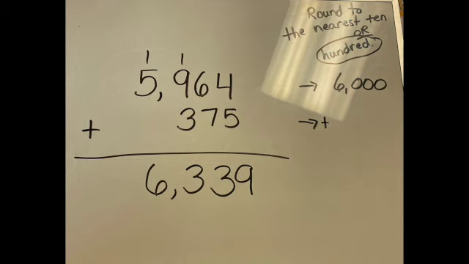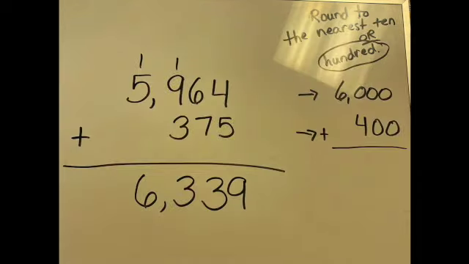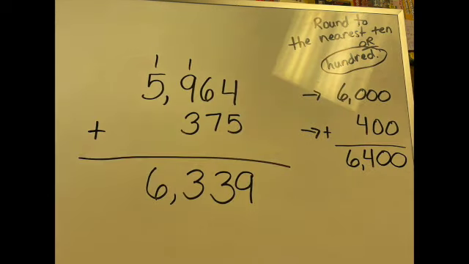When I look at the number 375, again, we are going to look at the tens place when I round to the nearest 100. Tens place is a 7. Is that 5 or higher? Yes, it is. So I'm going to round up. And when I round up, I go up to the next 100, right? 300 turns into 400. So our new estimated problem is 6,000 plus 400. And that gives us the answer of 6,400.